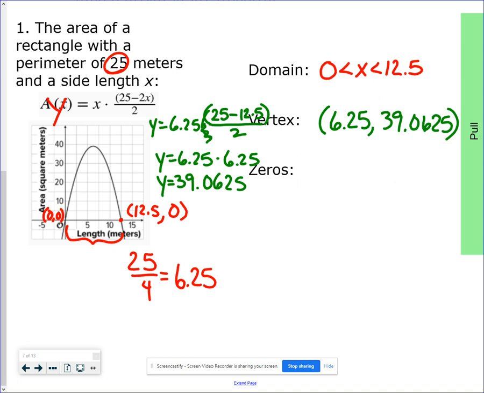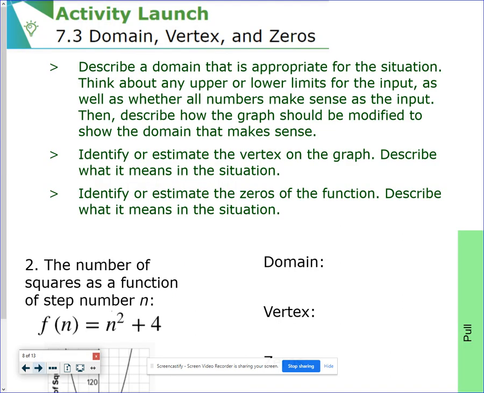The zeros of the function are just where it crosses the x-axis. And usually we don't have zeros as ordered pairs. I just want to know what the x's are that make the y equal to 0. So I would have a 0 at 0, and I would have a 0 at 12.5. Yeah, and I guess I was done with that one.